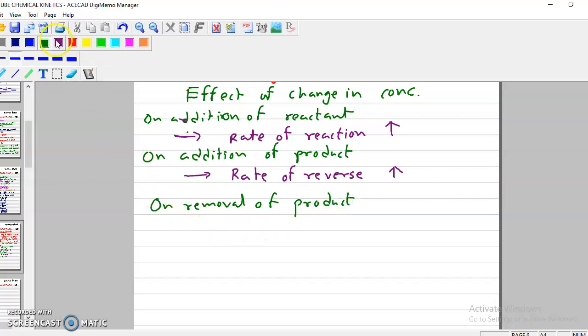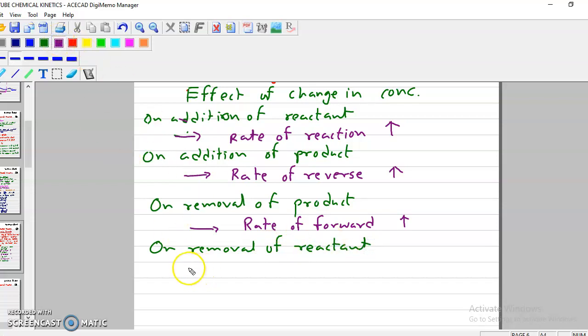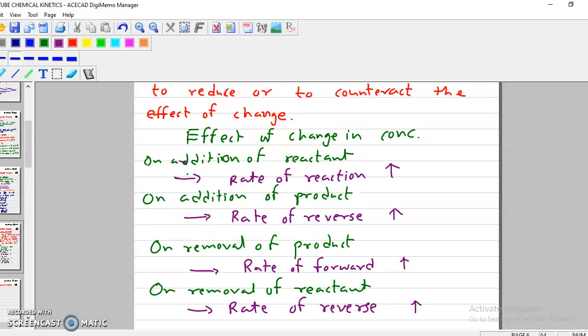Well, if you remove product at equilibrium, then the rate of forward reaction increases. Rate of forward reaction increases means concentration of products increases. And on removal of reactant, what happens? Then we can say that the rate of reverse reaction increases. And if the rate of reverse reaction increases, that means the concentration of reactant increases and concentration of product decreases. So this is the effect of change in concentration.